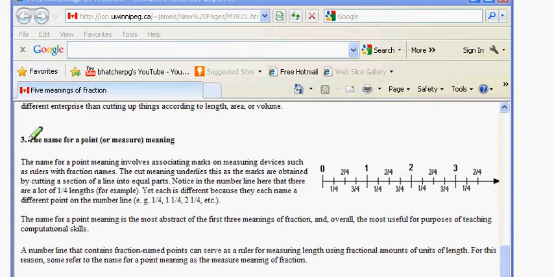This next one is the name of a point, or a measure meaning, and this one people know but they don't really think about it. When we talk about 1/4, 1/4 is its own number. It has its own meaning. It doesn't necessarily have to talk about I got 1 out of 4 pieces. 1/4 is a unique place on a number line.